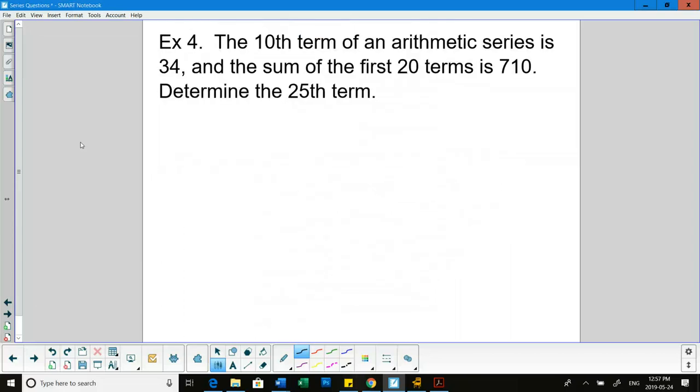We're all good? Okay. All right, the 10th term of an arithmetic series is 34, and the sum of the first 20 terms is 710. Determine the value of the 25th term. Okay, don't write too big on this one. Save yourself some space. We know term 10 is 34. Do we know the first term of the sequence? No. Do we know the d value? No. But we do know that the sum of the 20 terms is 710. We also want to know the 25th term. That's what the question is asking. So lots of unknowns here.